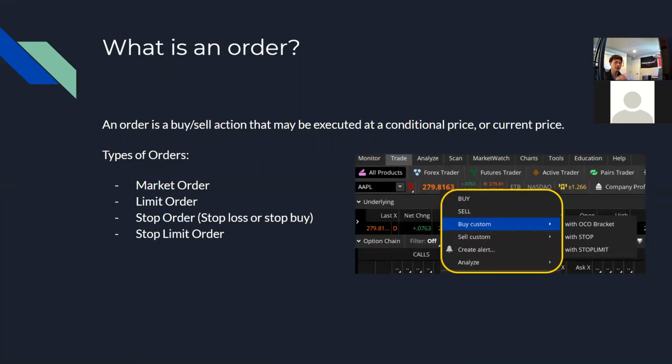So I have a little snippet here of the Thinkorswim platform, or rather the top left part of the platform. Each time you want to buy a security or a stock, you could press the buy custom, and from there you could select any type of order. Some of the types of orders include the market order, the limit order, the stop order, which includes the stop loss or stop buy, and the stop limit order. We're going to get into this right now.